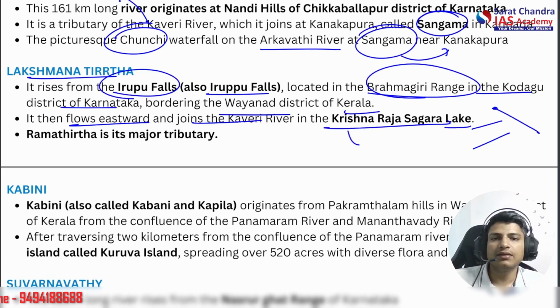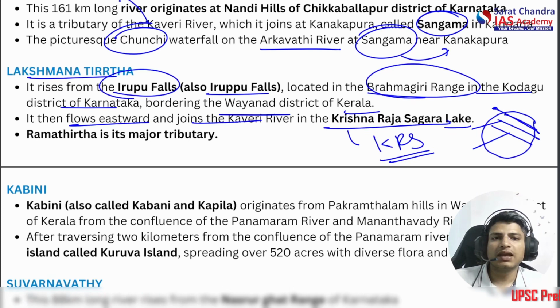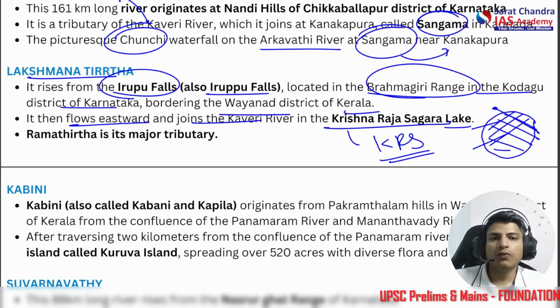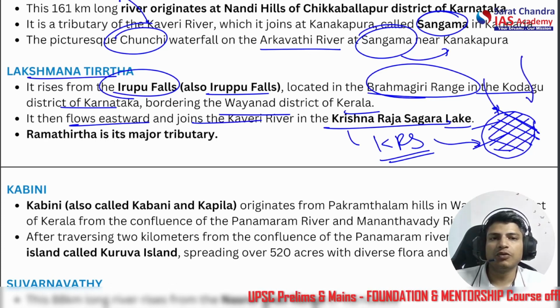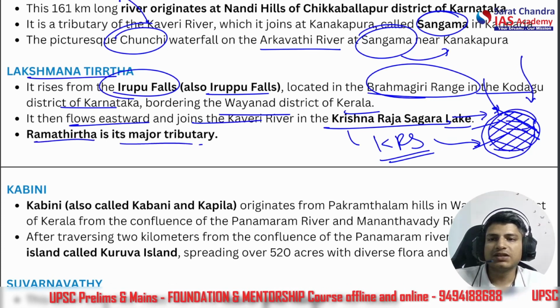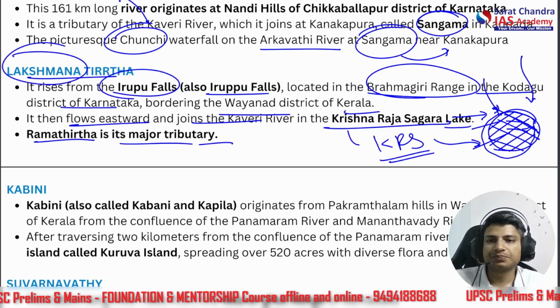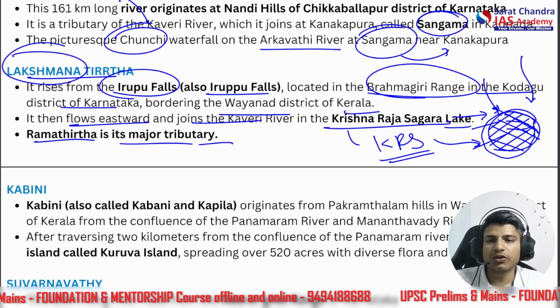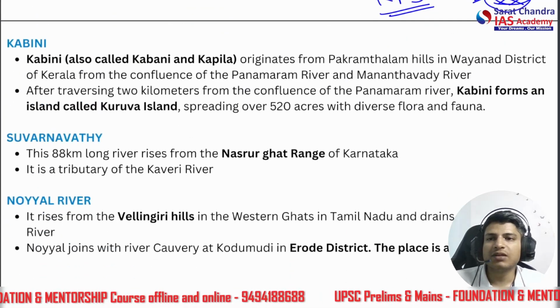So KRS lake again. So what we see here is that KRS dam is a very big area. All right, the KRS backwaters is quite a big area. I have seen it personally. Now what we are seeing is that it is acting as a whirlpool of various different rivers, and they all come here and collect. All right, so Ramatirtha is its major tributary, of which Lakshmana Tirtha and Iruppu falls are located on this river.